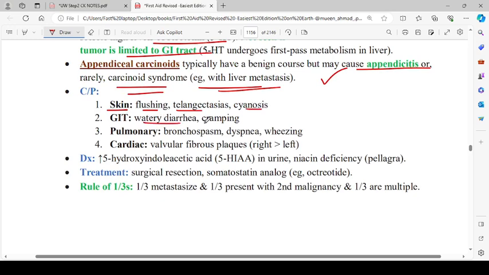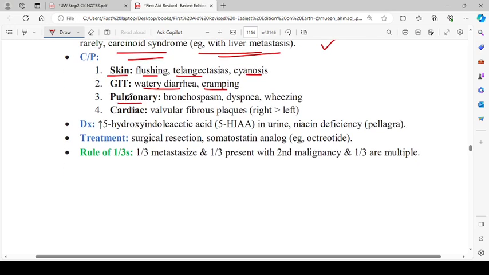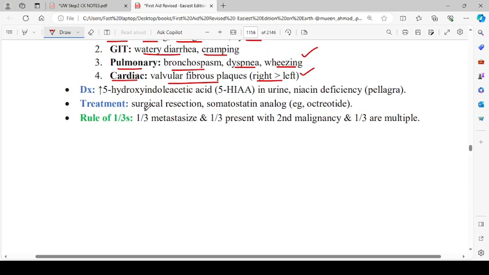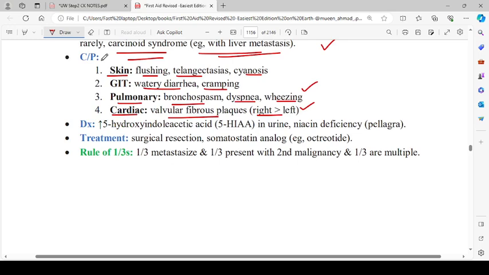In the GIT, they will cause watery diarrhea and cramping. In the pulmonary system, bronchospasm, dyspnea, and wheezing are common. For the cardiac manifestation, there is valvular fibrosis and plaques, and they're more common on the right side than the left side. Why so? Because I said that the serotonin and stuff like that are being released in the veins, right? So when the veins are carrying the blood, veins enter into the right heart first, so right-sided manifestations are more common in carcinoid syndrome.